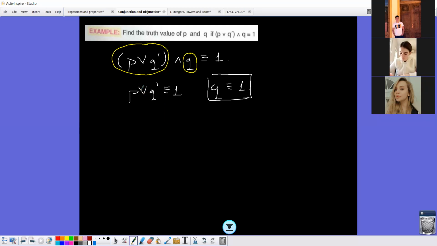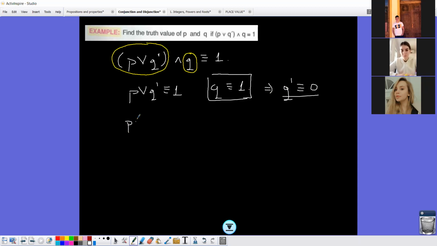Now what do I have here? Disjunction, or. So in which cases, when we have or, is it true? If it is 1 and 1, 1 and 0, and 0 and 1. So one of them we have to have as 1. Yes. Do we know the truth value of Q? Yes, it's 1. What will be the Q prime, the negation of it? It will be 0.